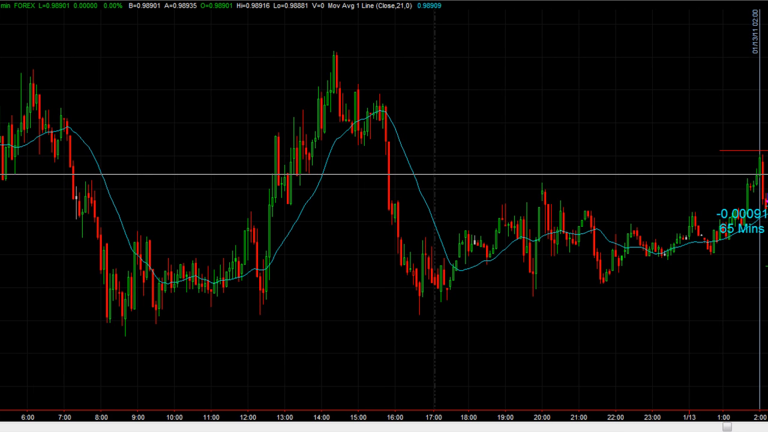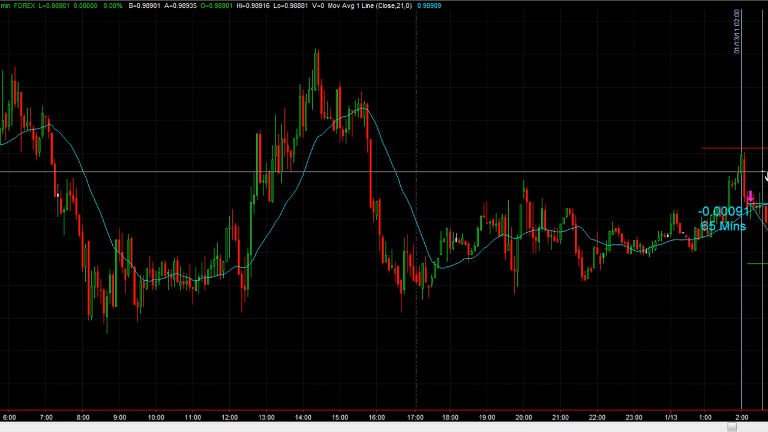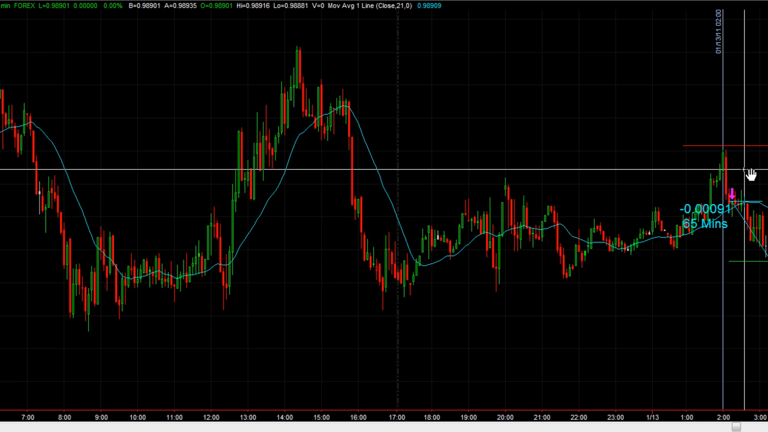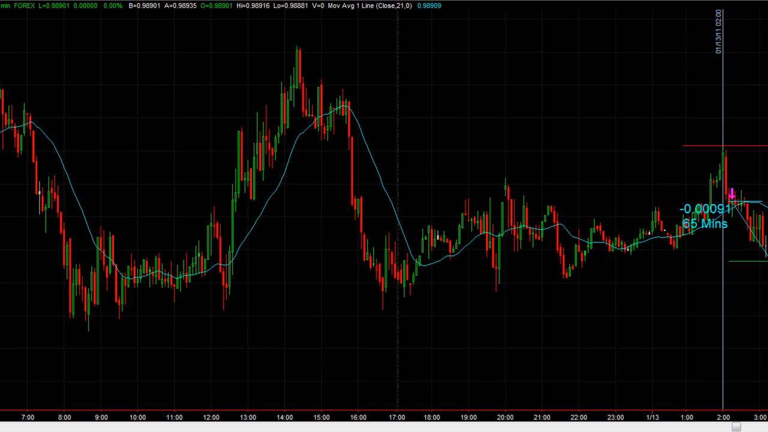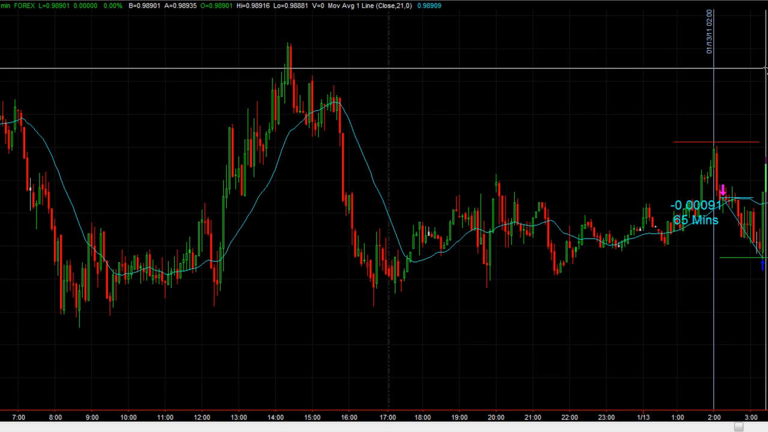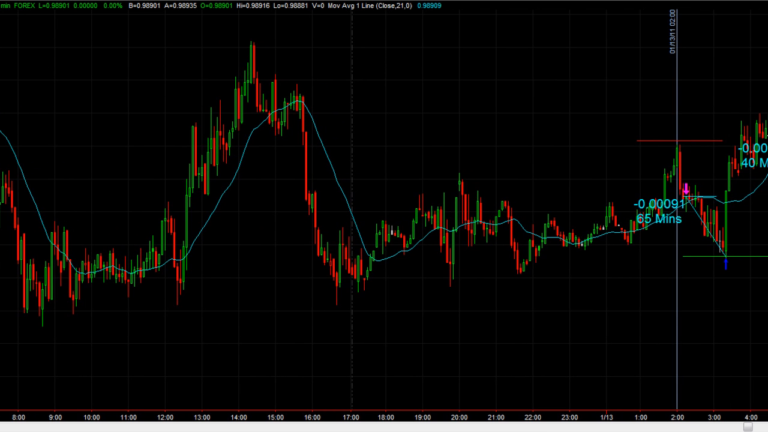So we get the next entry right about here. That's about 4:30 a.m. EST, and with a stop loss of about 10 pips, we are able to target and get close to 10 pips, and with the spread we are able to get 8 pips in the kitty.